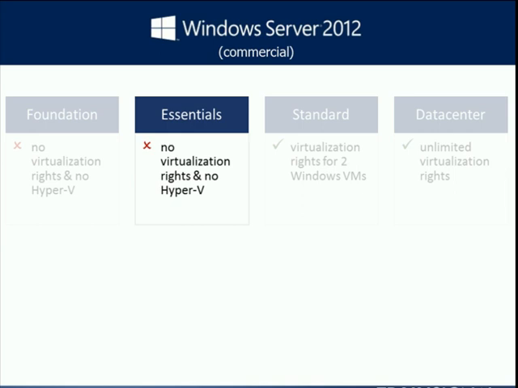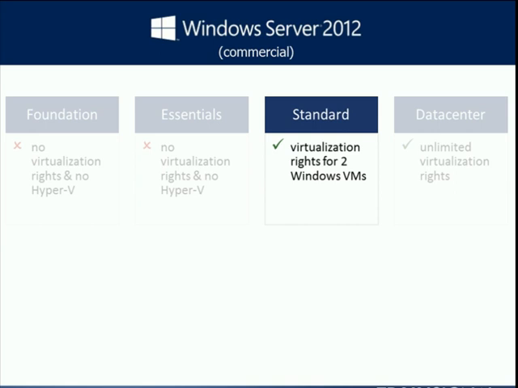Moving on up, the next edition of Windows Server 2012 that you can purchase directly from Microsoft, in this case, is the Essentials Edition. However, it also has the same limitations with no virtualization rights and no ability to run Microsoft Hyper-V inside.